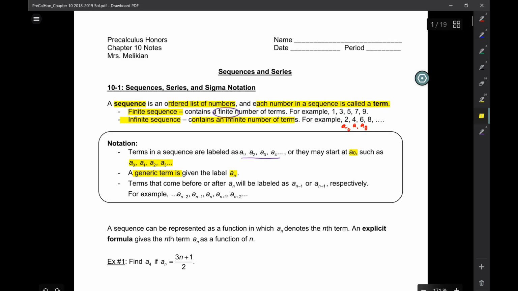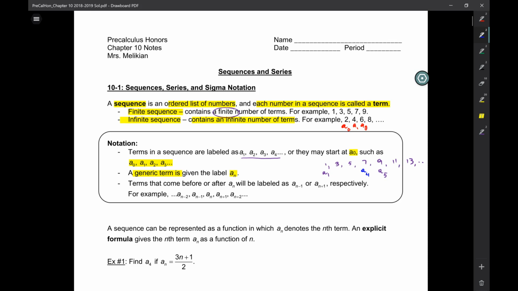suppose I have a sequence here. Let's write down a sequence: 1, 3, 5, 7, 9, 11, 13, and so on. All right? And now, suppose this is A sub 1, 2, 3, 4, 5. Okay, so this is A sub 5. If that's A sub 5, what would be the name of the number 7? A sub what? A sub 4. How did you know to do that?